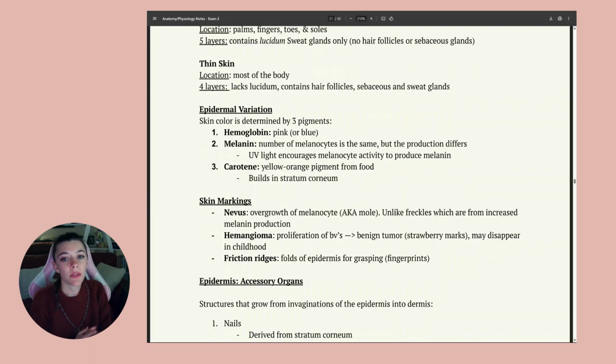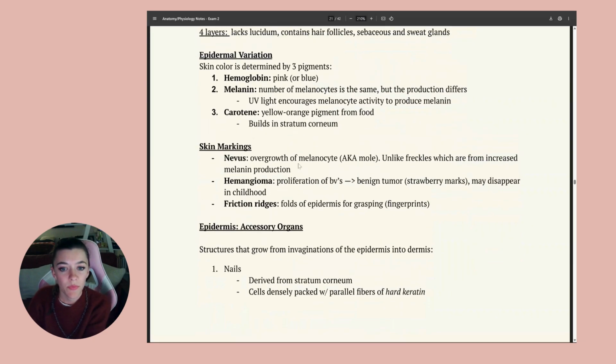Epidermal variation. Skin color is determined by 3 pigments. Hemoglobin, that determines whether you're a little bit more pink or blue. Melanin, the number of melanocytes is the same, but the production differs. So UV light encourages melanocyte activity to produce melanin. And then keratin, that is the yellow-orange pigment from food, and that builds up in your stratum corneum.